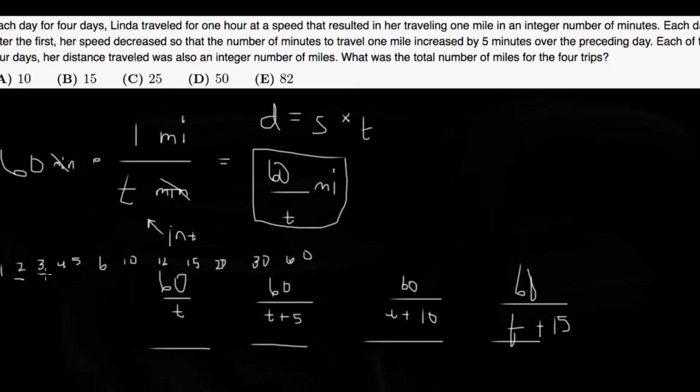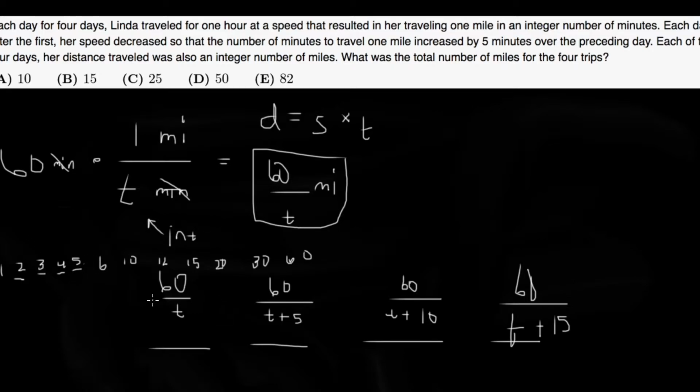Now we're going to try 3. 60 divided by 3 is 20. 60 divided by 8, that's not an integer. Doesn't work. Okay, so now we're going to plug in 4. 60 divided by 4 is 15. 60 divided by 9, also not an integer. So we're going to keep trying to go down this list until we find one.